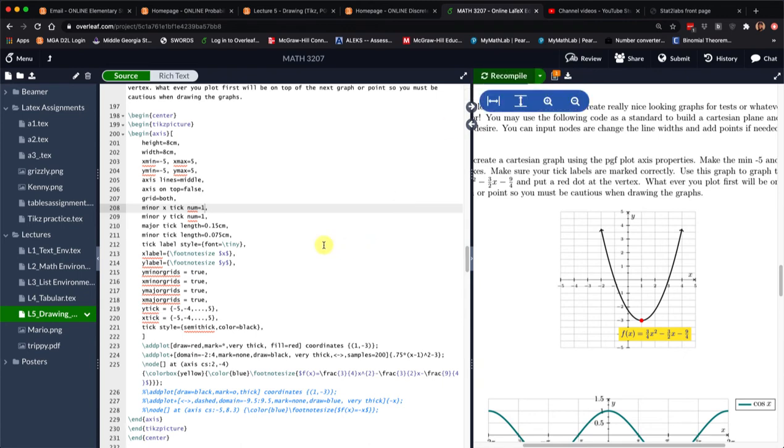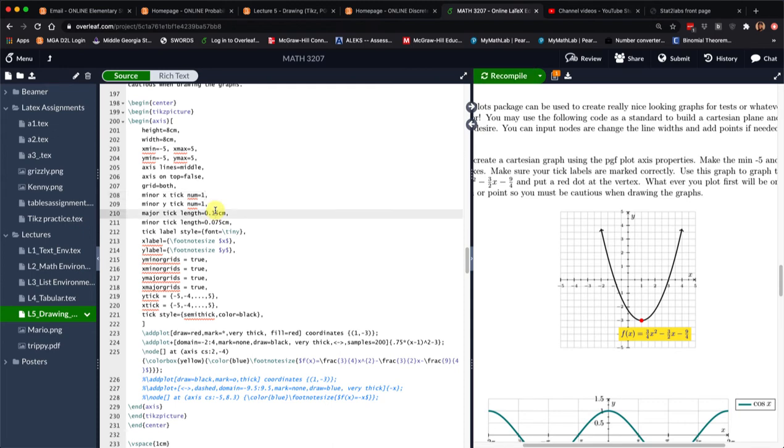You can set your major and minor tick lengths, and that's the length of each tick mark on the actual picture. You want to leave those short because you don't want them sticking out too far. So we've got them set to 0.15 centimeters for the major and 0.075 centimeters, half that size, for the halfway marks. The tick label style, font equals tiny, controls the basic font overall on your numbers, and the X and Y labels give you your X here and your Y up here.